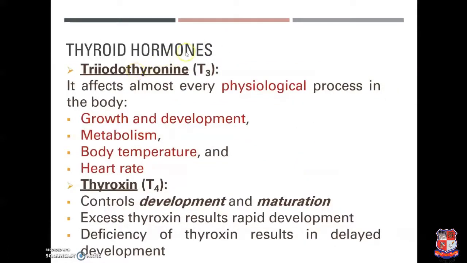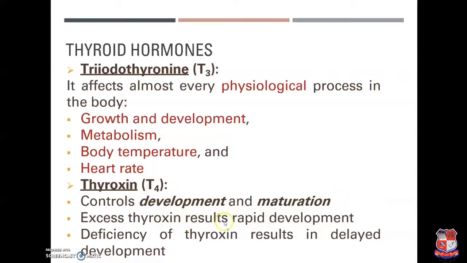Thyroid hormones that are produced in the thyroid gland are basically 2, that is triiodothyronine T3 and thyroxine T4. Triiodothyronine affects almost every physiological process in the body. Examples include growth and development, metabolism, body temperature and heart rate. Thyroxine T4 hormone controls the development and maturation process in our body.